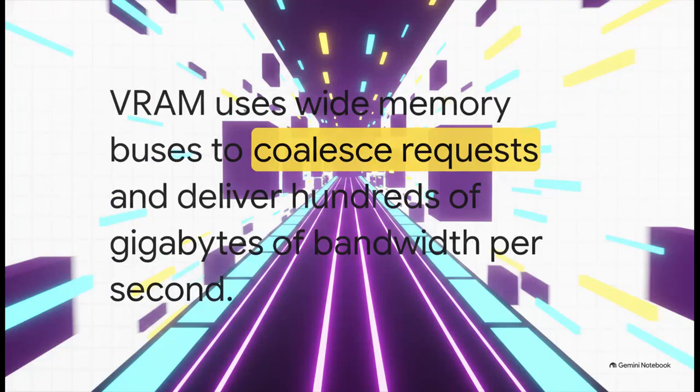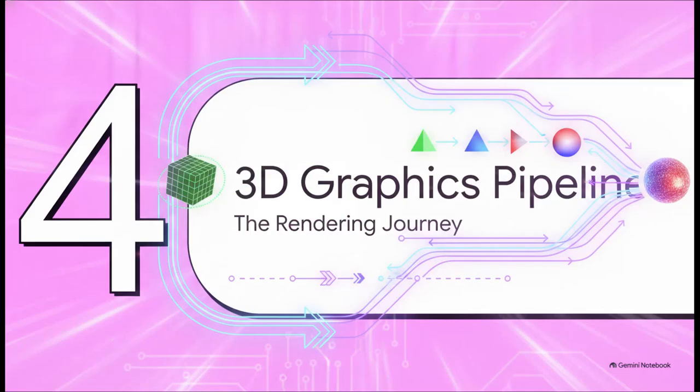Because the GPU values massive throughput over absolutely everything else, accessing that DRAM filing cabinet has to be highly optimized. Instead of fetching data one tiny little piece at a time, VRAM relies on incredibly wide memory buses, sometimes 256-bit or even 384-bit wide. The memory controller groups, or coalesces, requests together to fetch huge chunks of data simultaneously. This is exactly how modern GPUs can deliver hundreds of gigabytes of bandwidth per second to feed those thousands of hungry parallel cores.